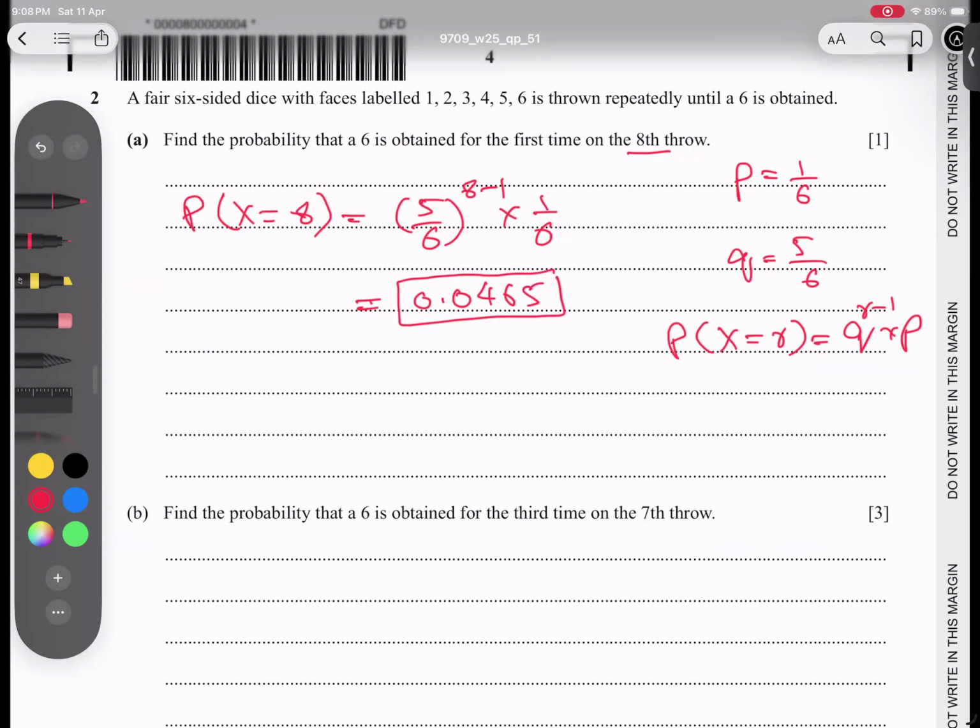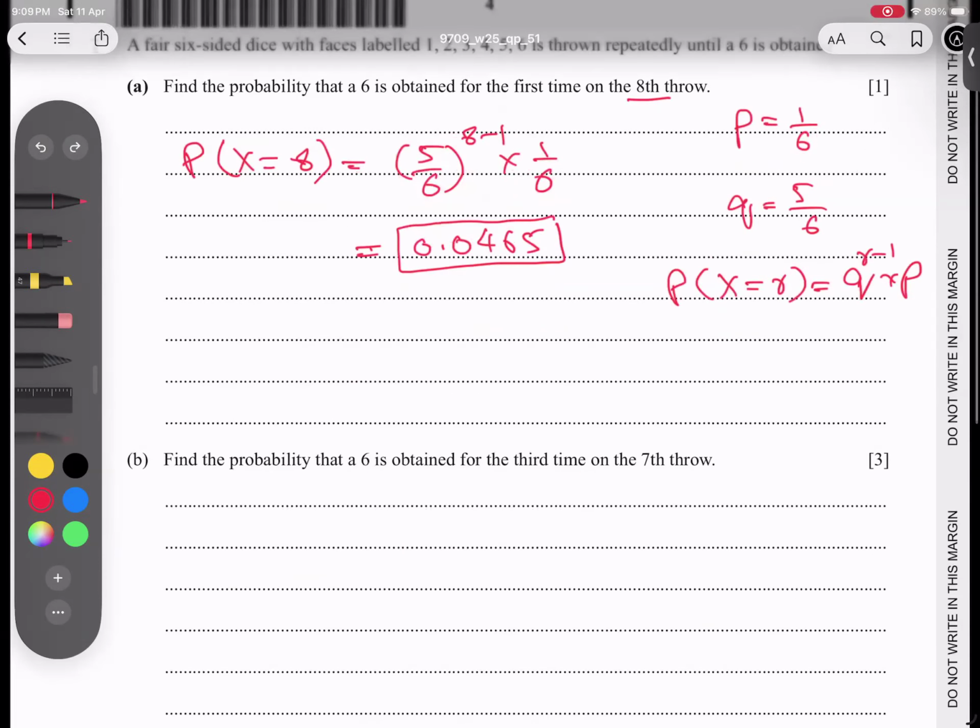Okay, this first part: find the probability that 6 is obtained on a third attempt on the 7th throw. So this part is a little tricky. Let's have a look. 6 is obtained on the third time, not the first time, we talk about the third time, on the 7th throw.